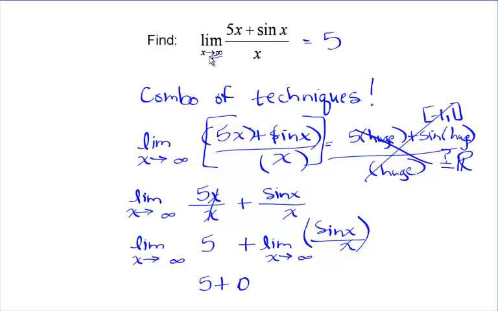As the input values head toward positive infinity, the output values head toward y equals 5. This function has a horizontal asymptote that is the line y equals 5. So there's limits at infinity.